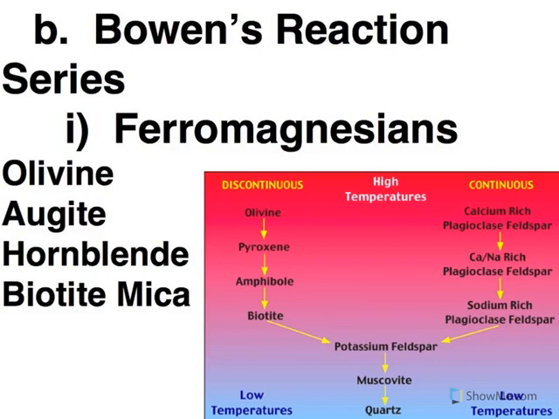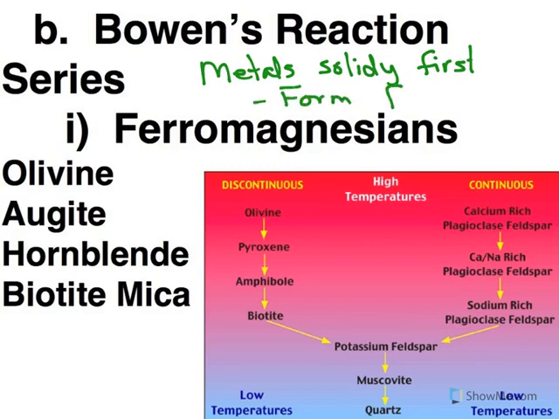So in the case of the time, metals are going to solidify first. They become solid at a higher temperature, and so they are the ones that are going to form first. Our materials that have metal in them are the Ferromagnesians. And so you see that olivine is actually the very first mineral to form, and then it works its way down to augite and hornblende, biotite mica of the Ferromagnesians.